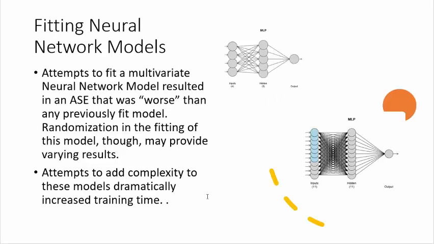Now we're moving on to fitting a neural network model, and we did attempt to initially fit a multivariate model, but we were getting worse ASE results. And on top of that, when we added more variables and complexity to the model, it increased our training time significantly, and that became problematic when we're only dealing with forecasting 10 minutes ahead in a real-time situation.